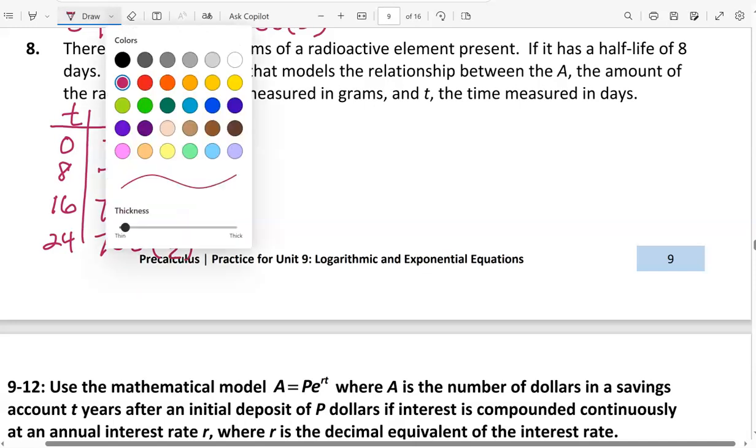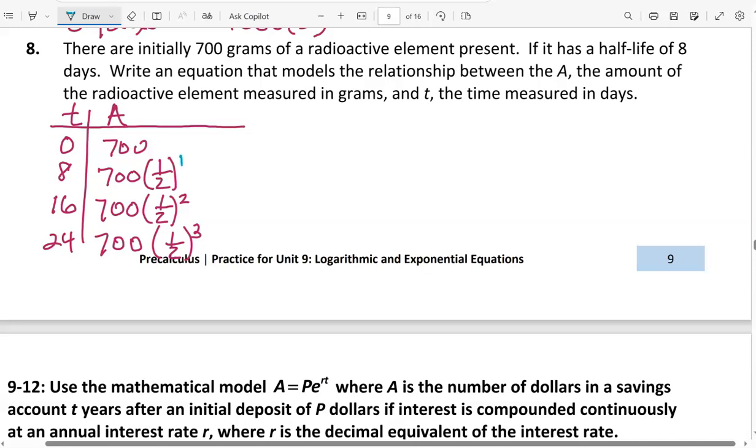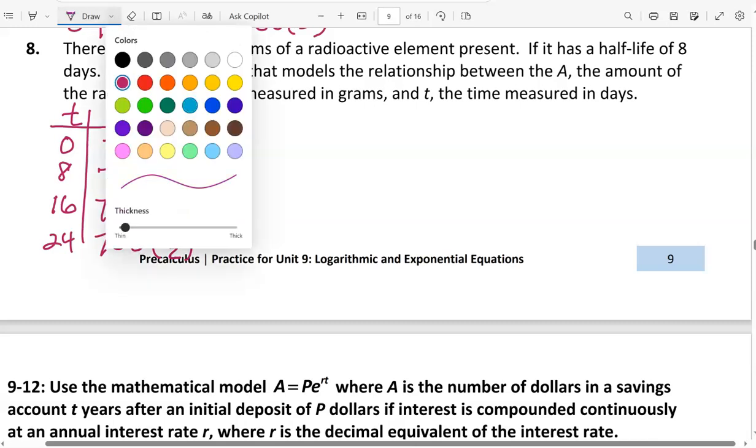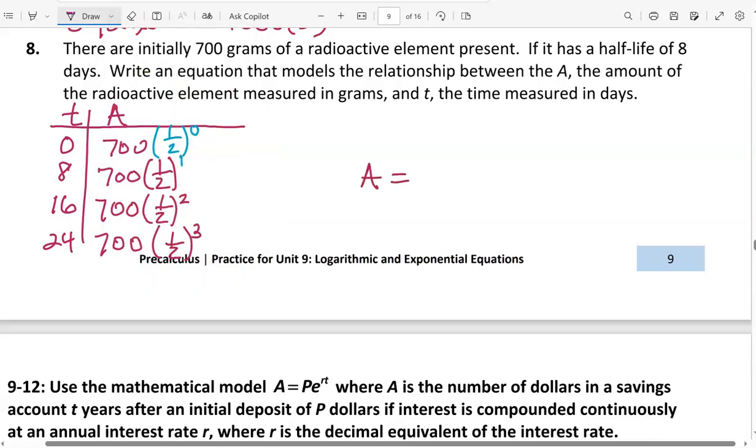I'm going to go back and put in some implied exponents and implied multiplication there, 1/2 to the 0 in the initial row. And what we can observe is that A, the amount of radioactive material present, is always equal to 700 times 1/2 raised to an exponent. The exponents are the t values divided by 8.